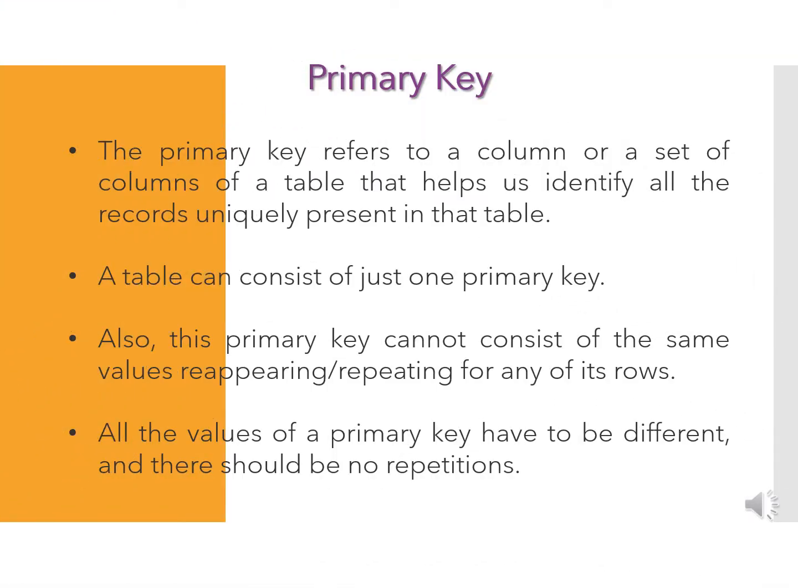Now let's see what is a primary key. As the name suggests, it is one of the most important keys in a relational database setup. The primary key refers to a column or a set of columns of a table that helps us identify all the records uniquely present in that table. A table can consist of just one primary key, and the primary key cannot have the same values reappearing or repeating for any of its rows. So it is one of the most unique keys in the relational database system. All the values of a primary key have to be different and there should be no repetitions.